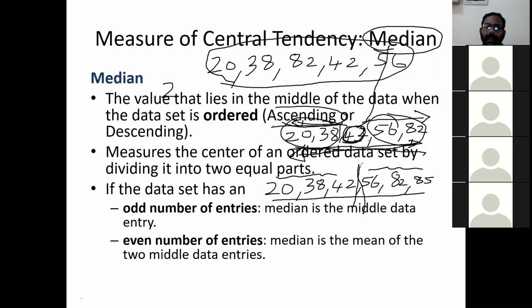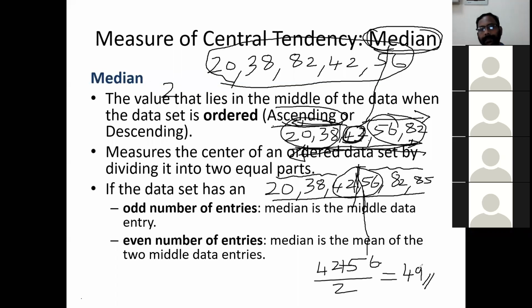What is the problem? The value. We need an actual value to say about the median. So what we do is take the average of the middle data, that is 56 plus 42, divided by 2. 98 divided by 2, so the value is 49. So that is my median. Right? Is it clear? Yeah?